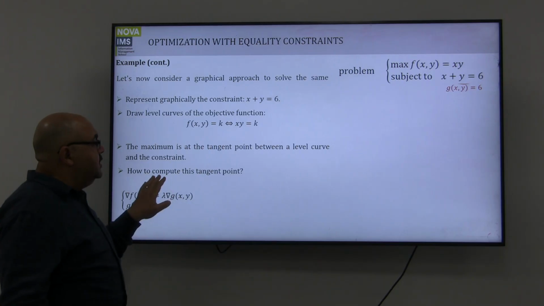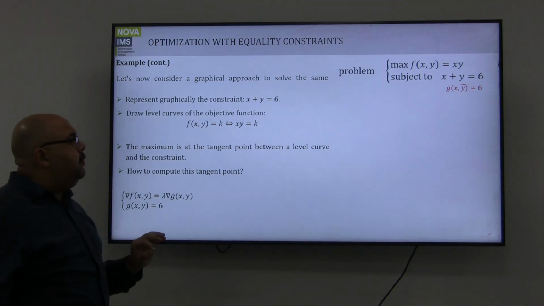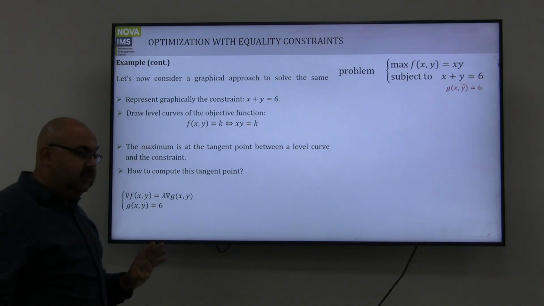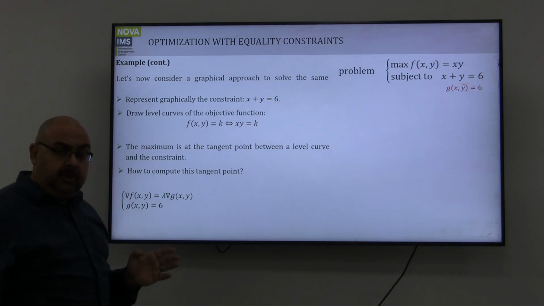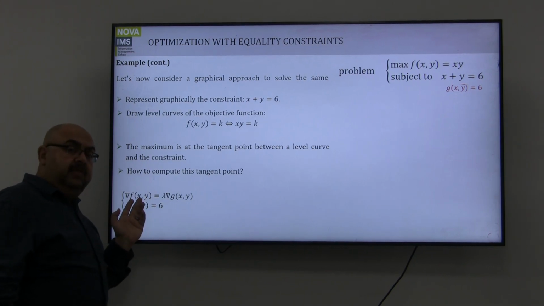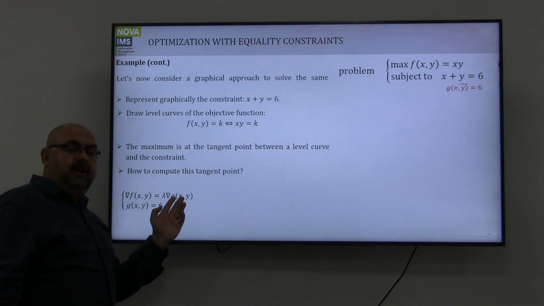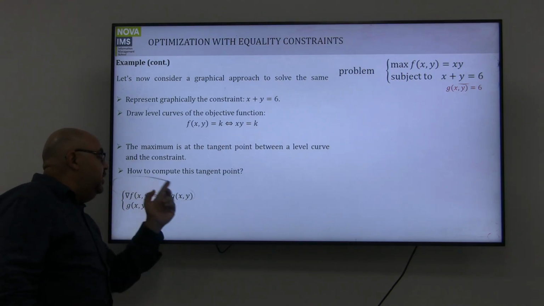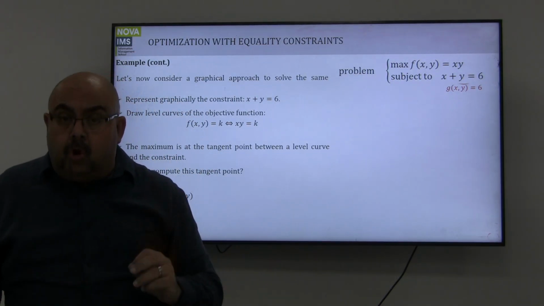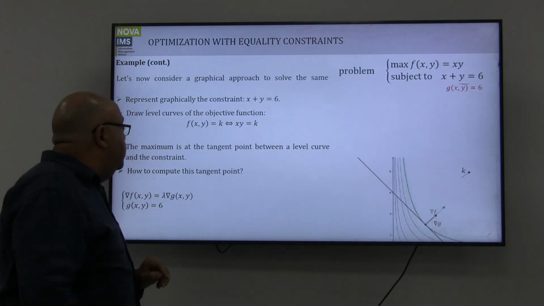How to compute this analytically? We know at the tangency point between the constraint and the level curve, this is the point of optimality. In order to get the slope of the tangent, all I have to do is to get the gradient vector of the main function equal to some lambda times the gradient vector of my condition. And this is actually very close to the third method that we will use in just a few slides.